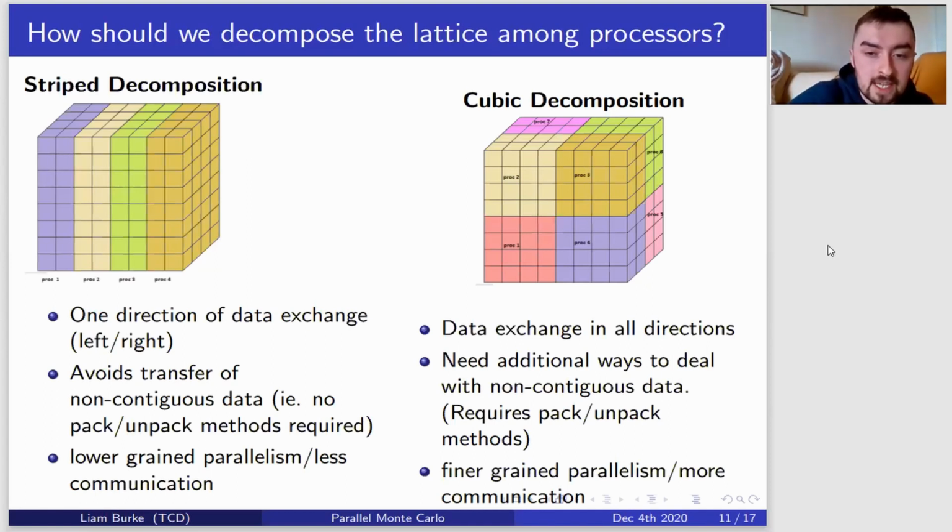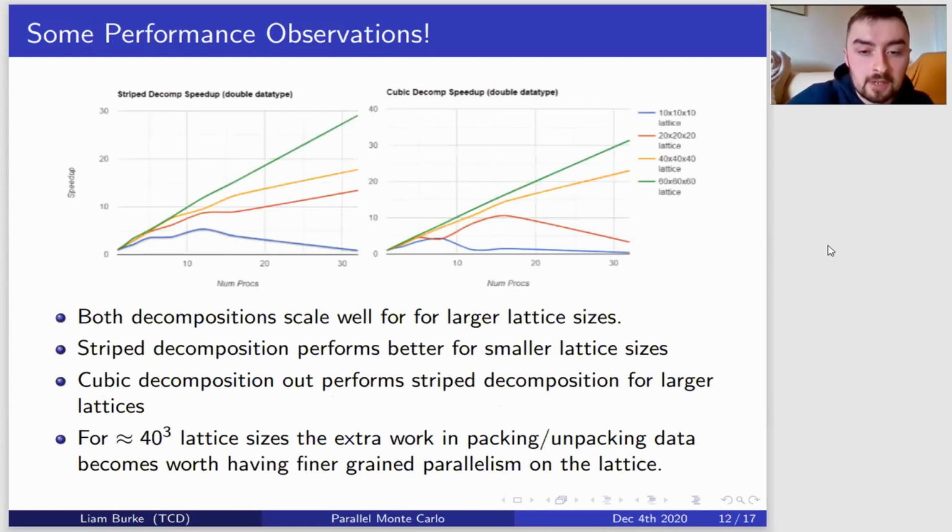And so what I did in my thesis was I created a class which corresponded to both of these types of decompositions, and I wanted to look at the performance of running simulations with these types of decompositions for different lattice sizes. What I found was both of these decompositions scaled very well. So regardless of the advantages and disadvantages of each, we still benefit from moving these simulations to parallel, despite the excess cost of communications. But what I did find was the cubic decomposition did outperform the striped decomposition for larger lattice sizes, meaning that the finer grained parallelism became worth the excess cost of the communication and the additional methods for packing and unpacking data.